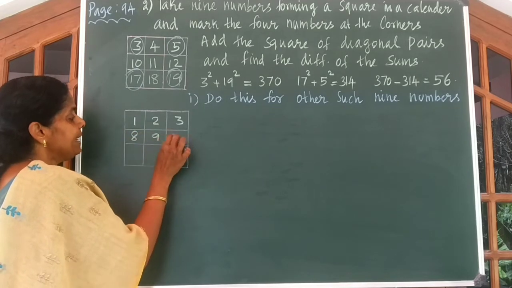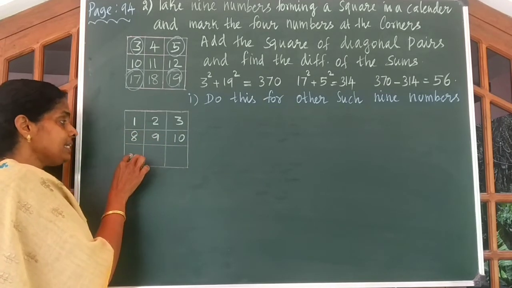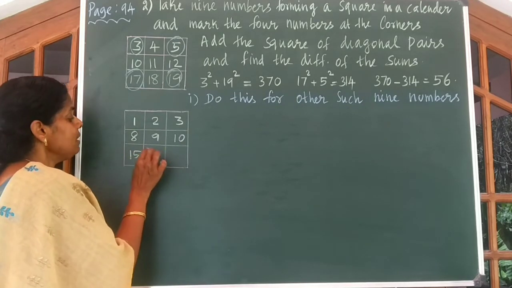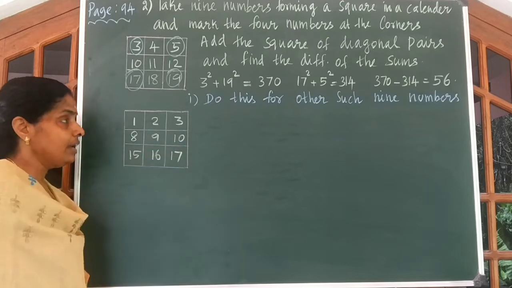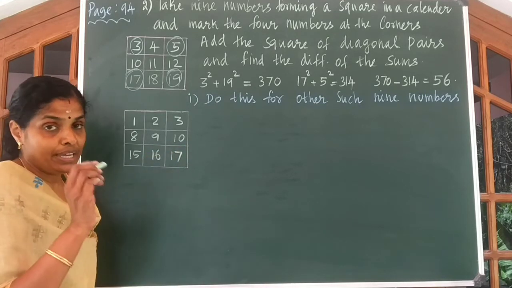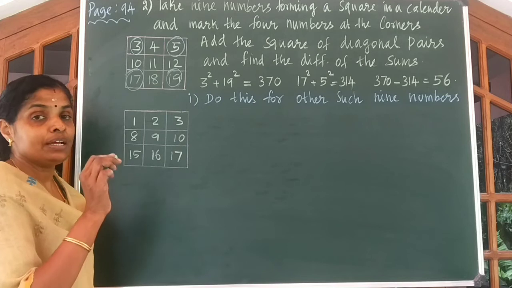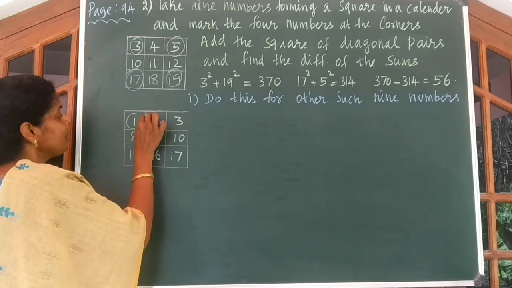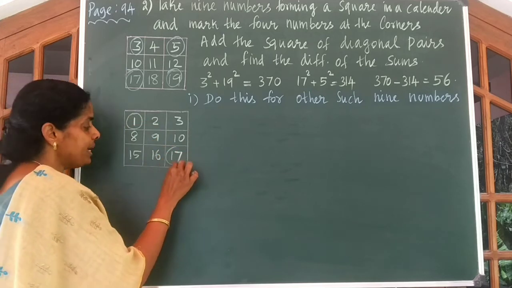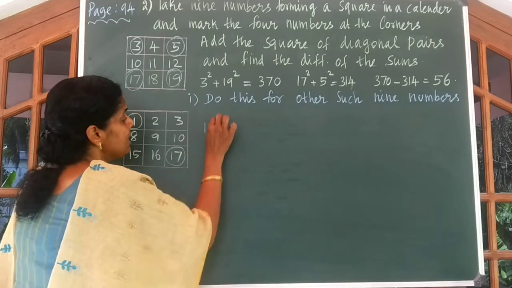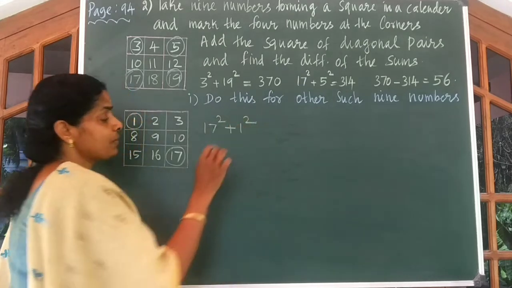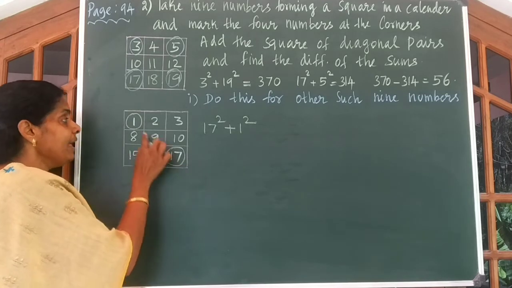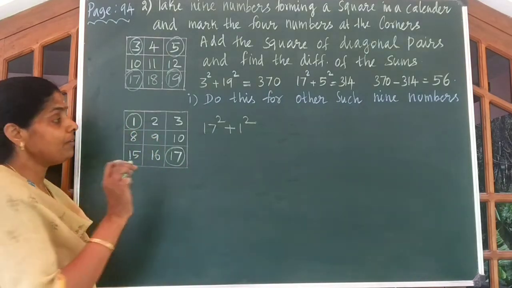So 8, 9, 10. Under 8, I should write 8 plus 7, 15. So 15, 16, 17. Now what do we have to do? We have to write the square of the diagonal products. So here you have to find 17 square plus 1 square. You are finding the square of 17 added to the square of 1.